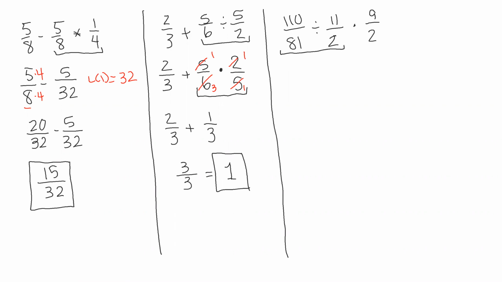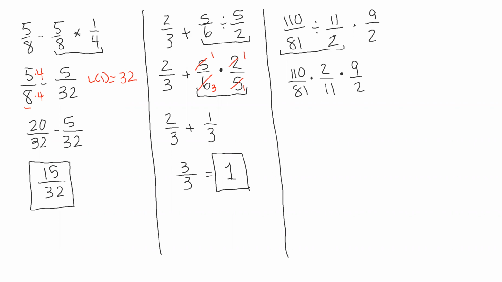We want to convert it to multiplication. So the first fraction stays the same. I multiply by the reciprocal of 11 halves. That gives me 2 over 11. And then don't forget your 9 halves over here. We just bring it down. Okay. So we want to look for common factors anywhere in the top. Since this is all multiplication, we can look at anything in the top with anything in the bottom.